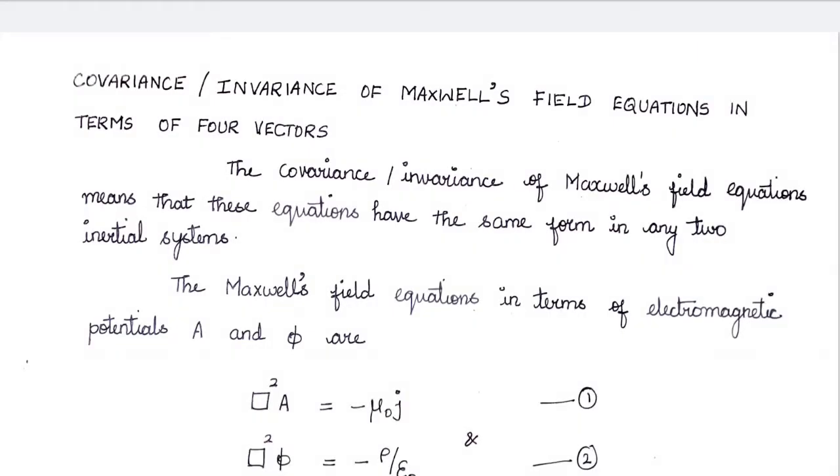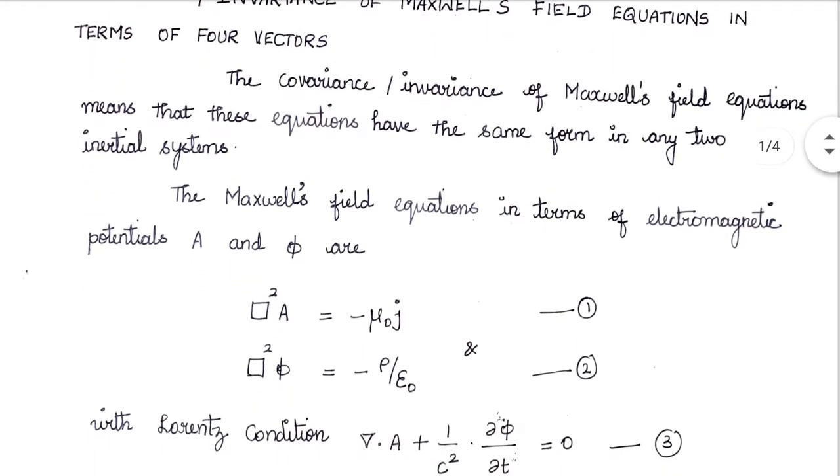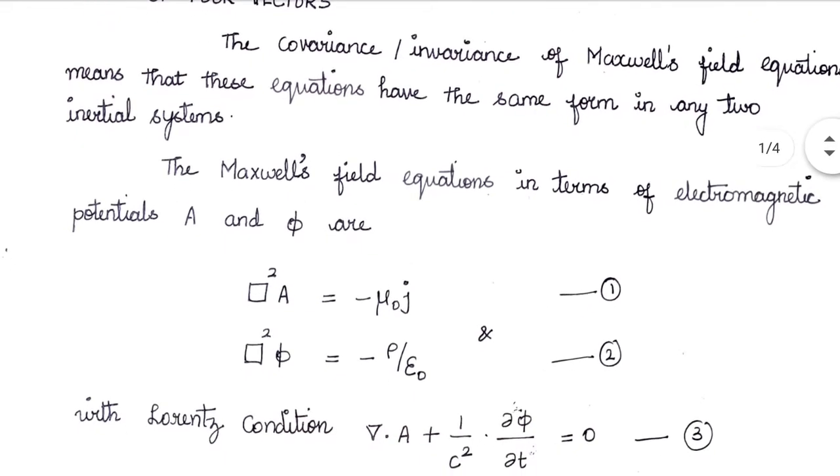Let us check the invariance of Maxwell's field equations in terms of four vectors under Lorentz transformation. The covariance or the invariance of Maxwell's field equations means the set of Maxwell's equations should have the same form in any two inertial systems. Let us choose two inertial systems S and S prime.